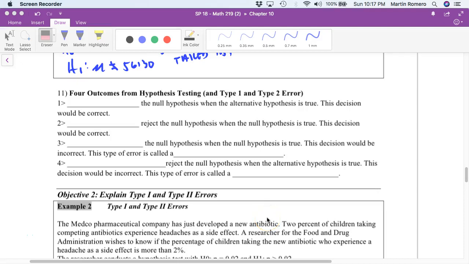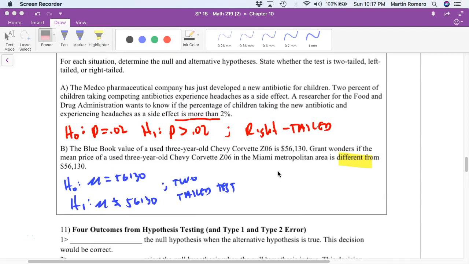This is part 3 of chapter 10.1. Let's go ahead and finish up this section.